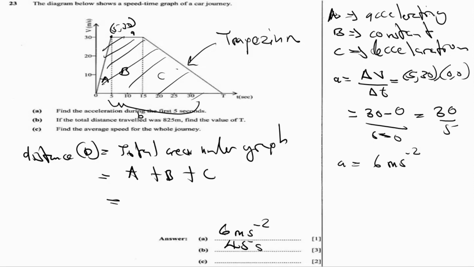So now we can come back here and say the average speed for the whole journey is equal to 18 1/3 meters per second. So that's how we solve this using the speed time graph. Another way to solve B would be to look at these different areas and solve. We will look at that in a different video.